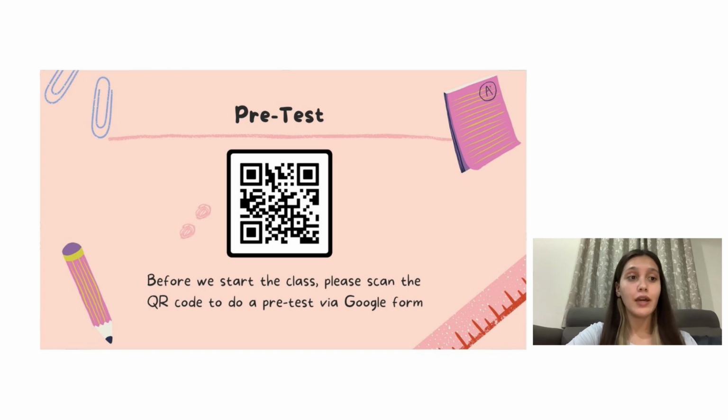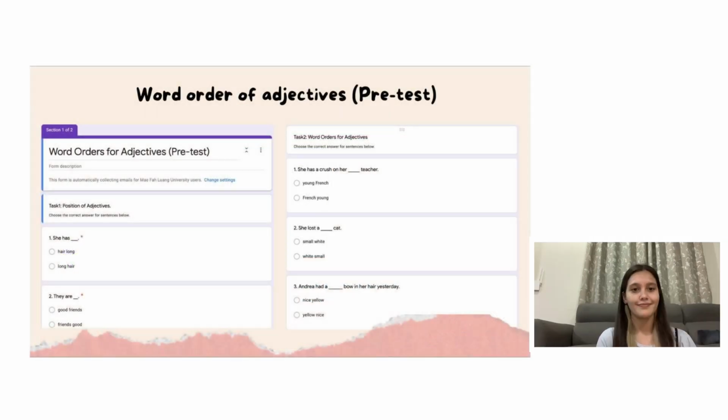Before we start our class, I would like to assign you a pre-test. So please scan the QR code to do a pre-test with Google Form. After scanning the QR code, as you can see on the screen, the test will be on Google Form and it will be multiple choice. What you have to do is choose the correct answer for the sentences below. For this part, I will give you 10 minutes to do it.